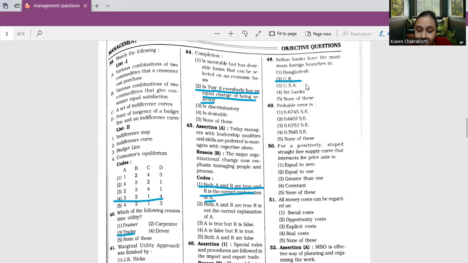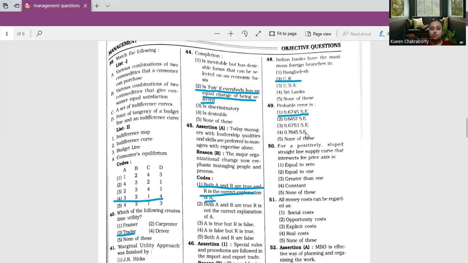Now, probable error, if you know, is a measure of the error of estimate for a sample from a normal distribution, which is computed by multiplying the standard error, which is the SE, with 0.6745. So 0.6745 is the correct answer, which is option number 1. 0.6745 SE. SE stands for standard error. So accordingly, we have option number 1 as the correct answer.